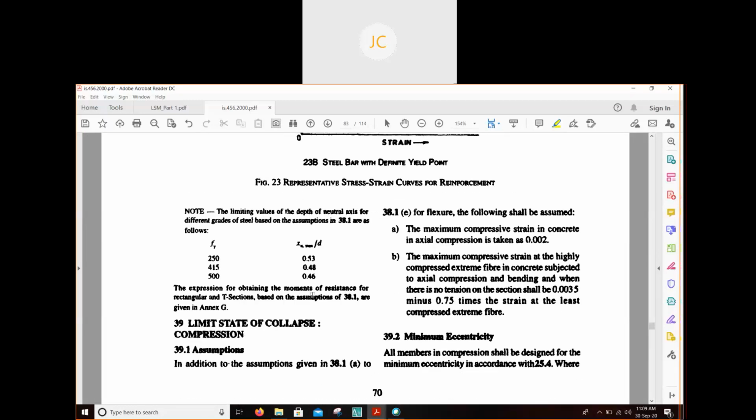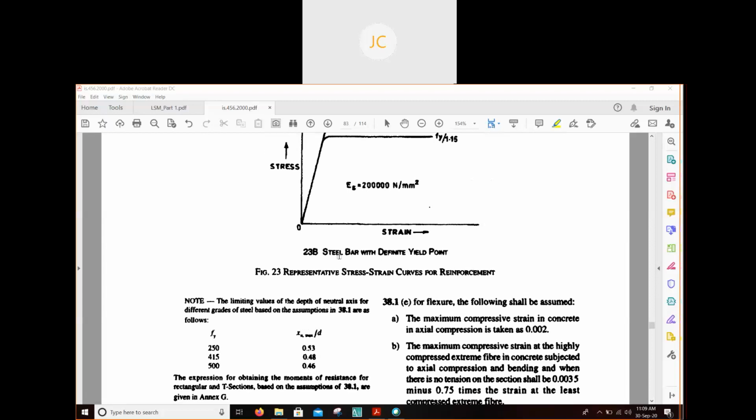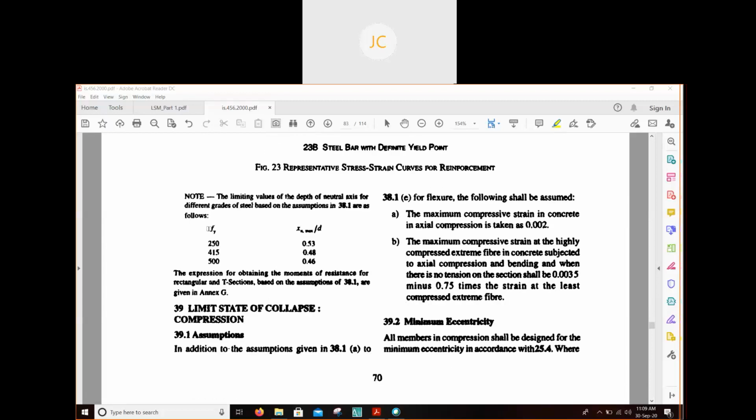Yeah, it is in clause number 38 only. Clause number, I think page number 70, just below the stress strain diagram, you see this table. All of you please go through the table. So the limiting values of depth of neutral axis for different grades of steel are given in IS 456.